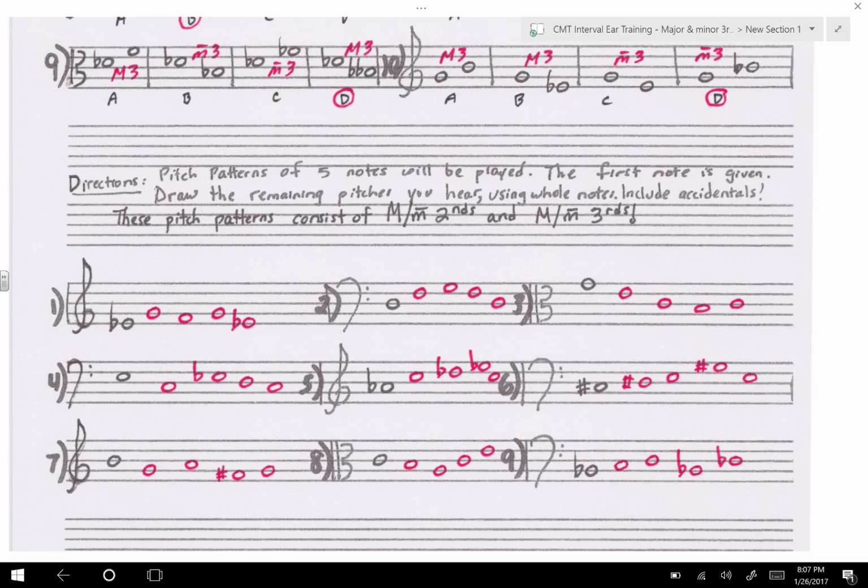So here is our major third descending, major second ascending from this note. Here's our sol mi sound, and then up a minor second. The solfege for this pitch pattern I'm hearing would be mi, do, re, ti, do. Let's listen.